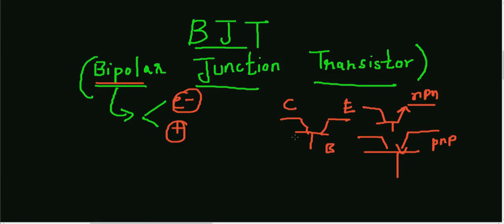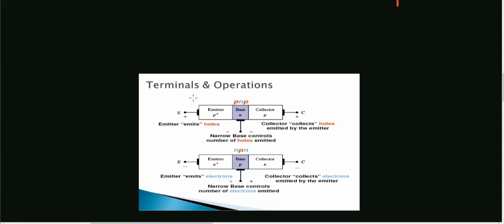Depending on these three terminal connections, we have three configurations: common base, common emitter, and common collector. We will have an intro to each of these configurations in the coming videos. So let us see this figure which is shown here, the terminals and the operations. This is the PNP transistor.